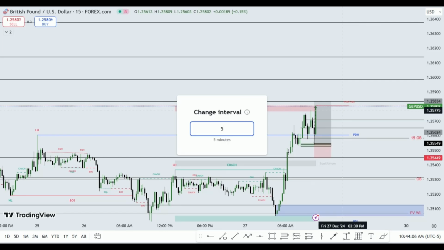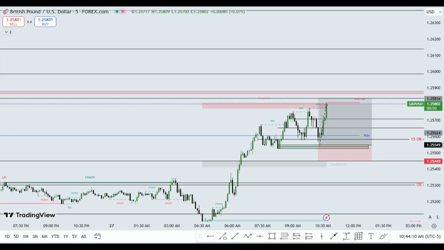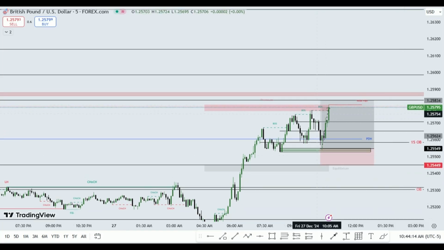Let's go back to 5 minutes for you to see clearly. This is a clear setup, as you can see here. We can take this level. This level is already broken. We are waiting for the market to push this level.